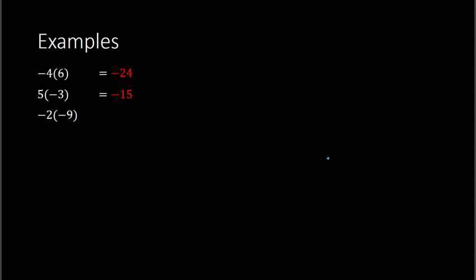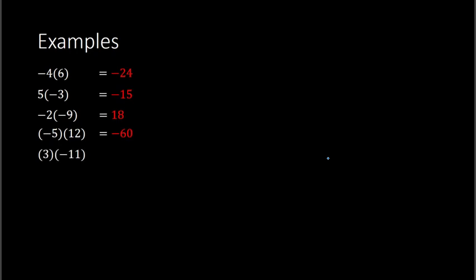-2 times -9. 2 times 9 is 18. They're both negative. The two negatives make a positive. So this would be a positive 18. -5 times 12. We have 5 times 12 is 60. One's positive, one's negative. So my answer would be a -60.